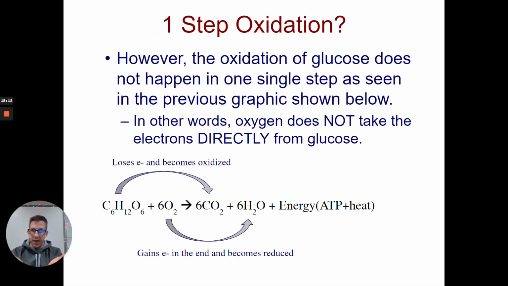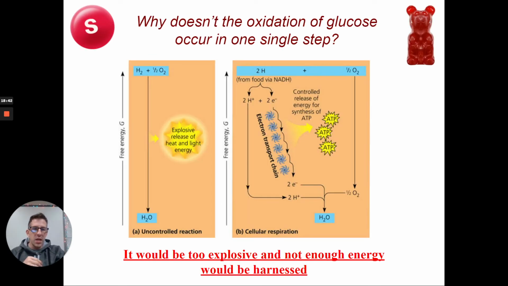This is a very simplified version of it. It takes all of the detail out of it. It gives you the starting point and it gives you the ending point. It tells you that those electrons start in glucose and it tells you that they end in water. Okay? But it doesn't tell you everything that happens in between. If those electrons started in glucose and ended in water in one step, a direct transfer from glucose to oxygen to make water, it would be extremely explosive. Okay? And that's what this diagram indicates right here.